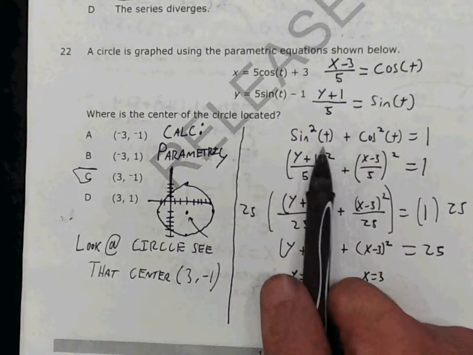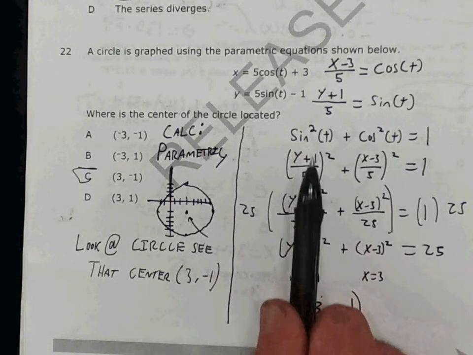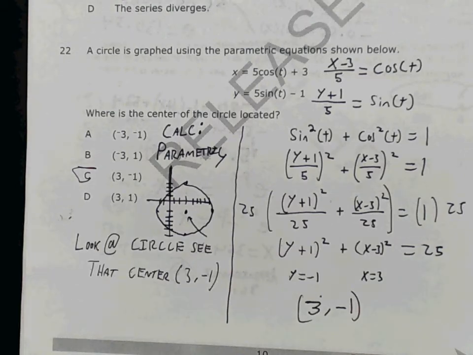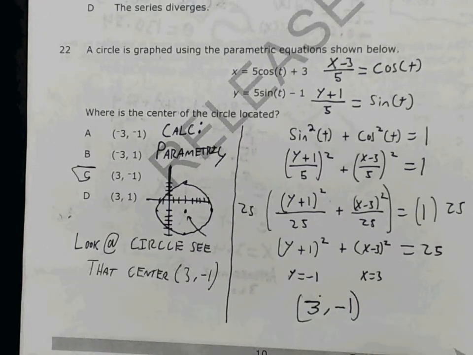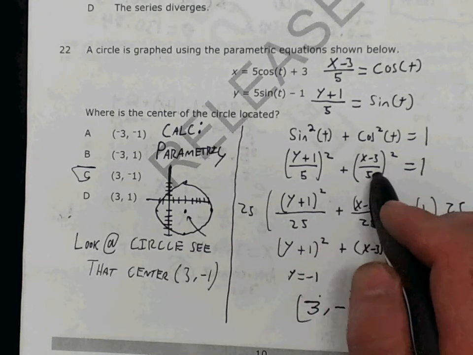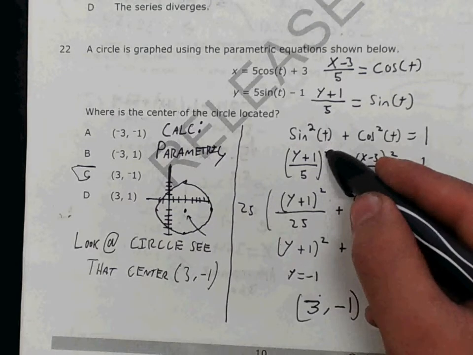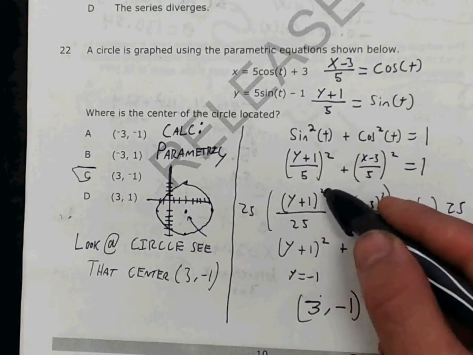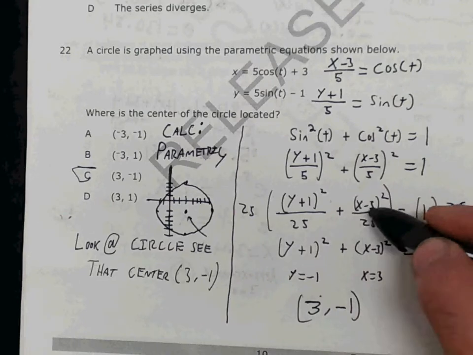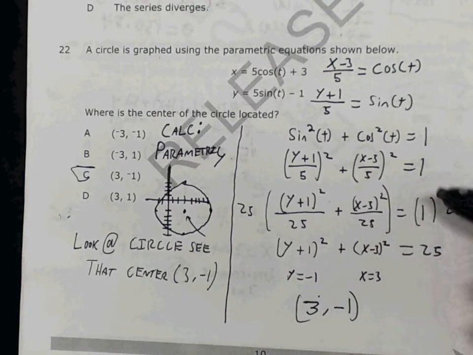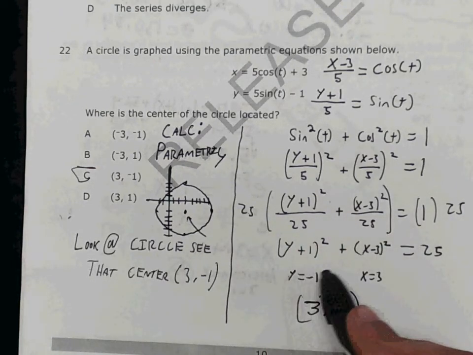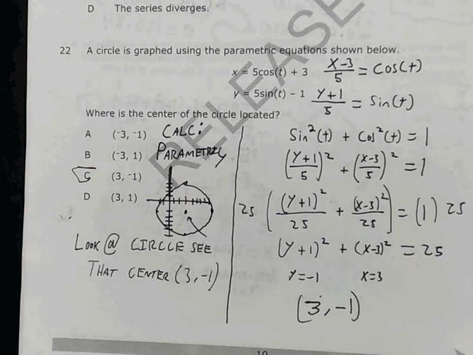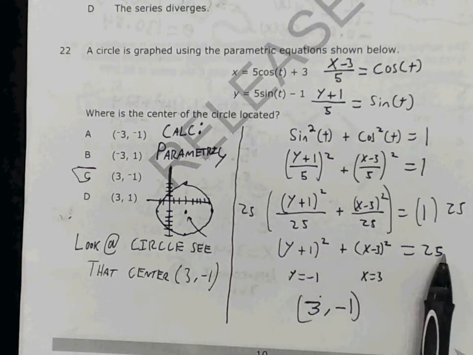Then I use the trigonometry identity, sine squared of t plus the cosine squared of t is equal to 1. And so y plus 1 over 5 squared plus x minus 3 over 5 squared is equal to 1. I evaluate each parentheses. Y plus 1 squared is in the numerator. 25 is 5 squared. Plus x minus 3 squared over 25 is equal to 1 times 25. Multiply each side by 25, and get y plus 1 squared plus x minus 3 squared is equal to 25. So the 25 is going to cancel out.